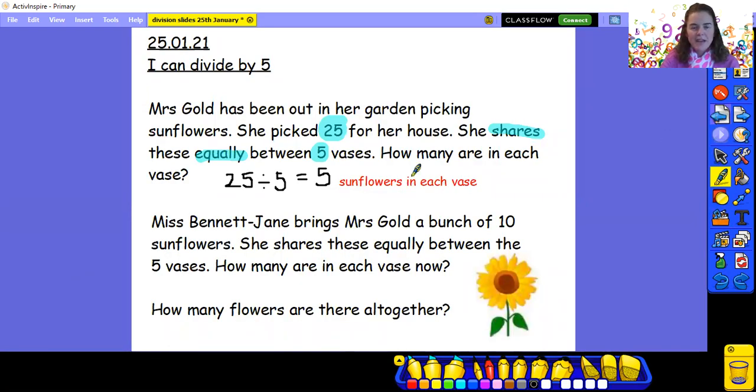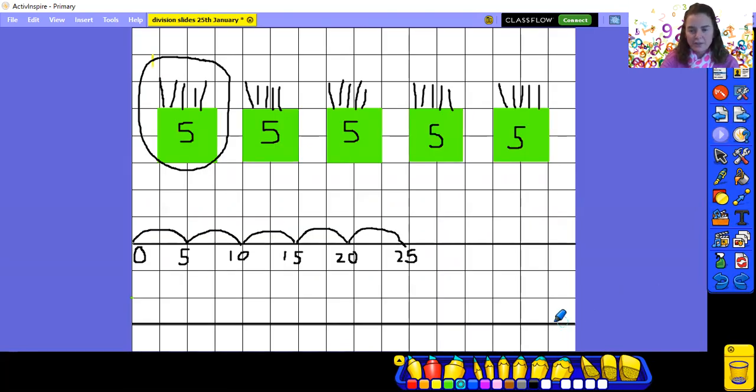Miss Bennett Jane brings Mrs. Gold a bunch of 10 sunflowers. She shares these equally between the 5 vases. How many are in each vase now? So we've got some extra information here. We know that we've got an extra 10 sunflowers, and we're going to share these equally between the 5 vases. So I could just do that using my drawings. I'm going to use a different color so you can see me adding them.